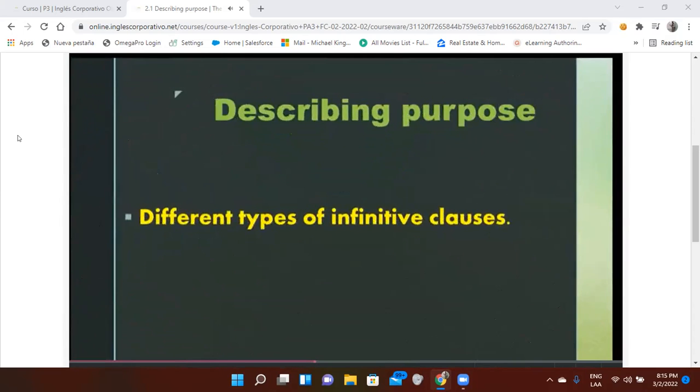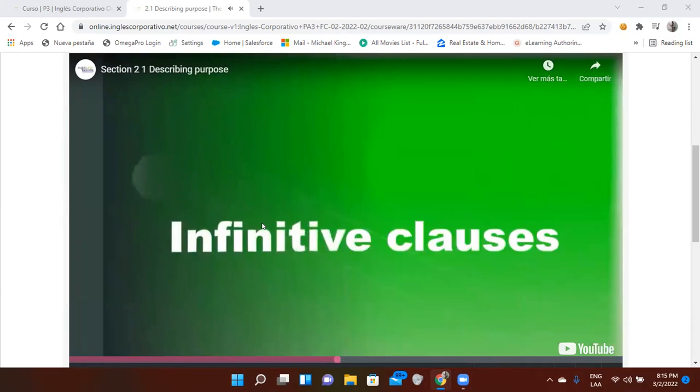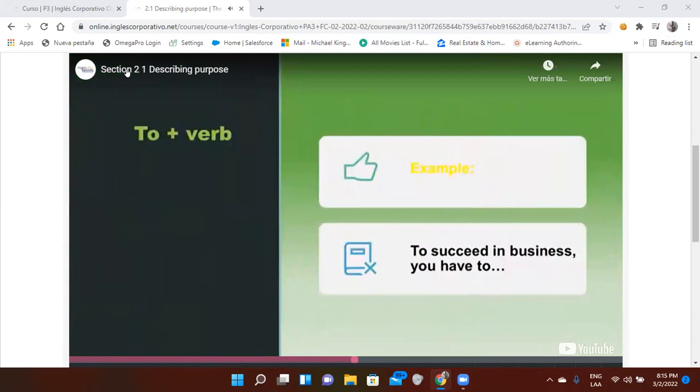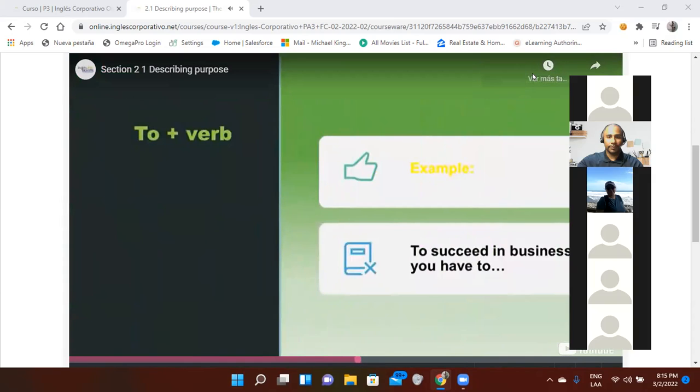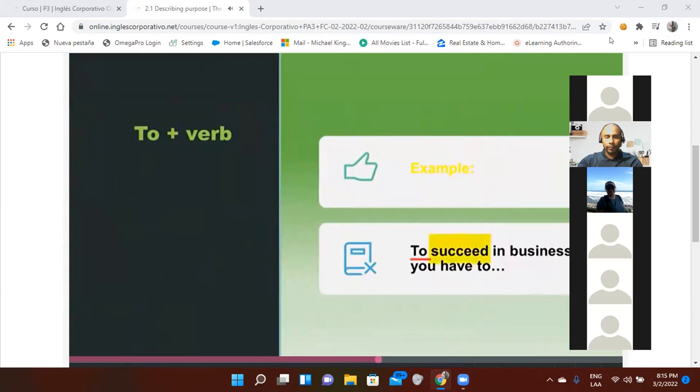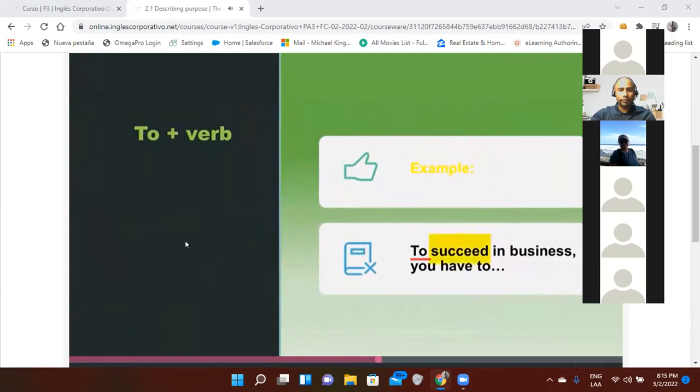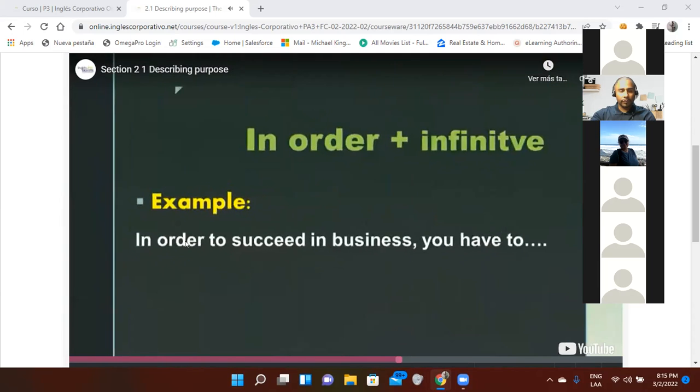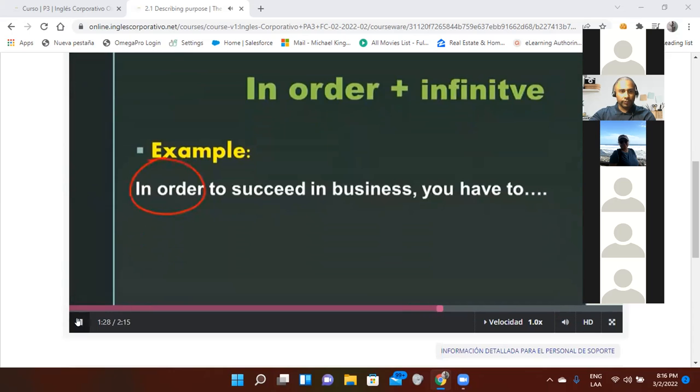To describe purpose, we may do so by using different types of infinitive clauses. We may use the infinitive clause to plus verb. For example, to succeed in business, you have to. Notice we began our sentence using to, followed by the verb succeed. Or we may use in order plus infinitive. Example, in order to succeed in business, you have to. We may add in order, but it's optional.